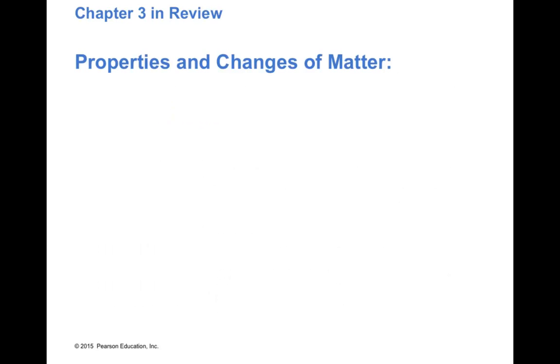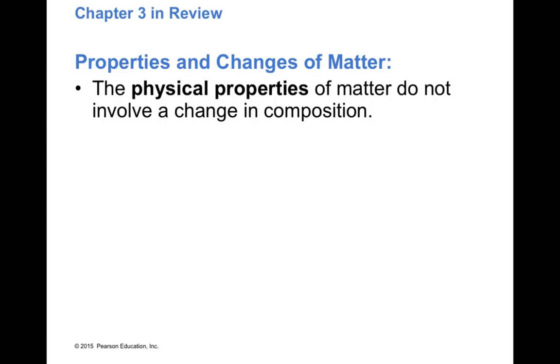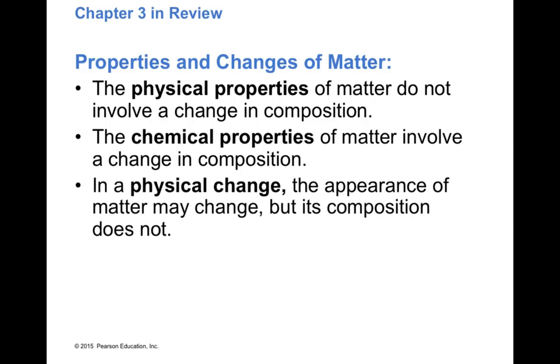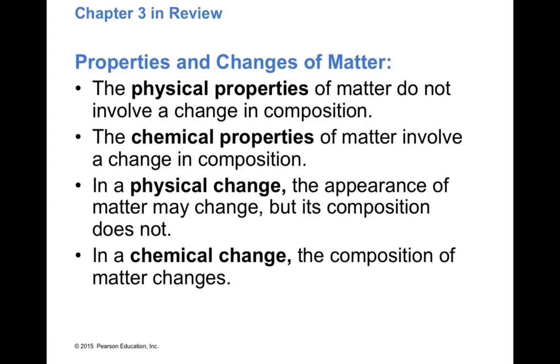We also talk about the properties and change of matter. The physical properties of matter do not involve a change in composition. The chemical properties of matter involve a change in composition. In a physical change, the appearance of matter may change, but its composition does not. Remember the water. When you boil water, you go from a liquid to a gas. You change the appearance, but you still have water in the steam. So you have H2O in the liquid and also in the gas phase. In a chemical change, the composition of matter changes.